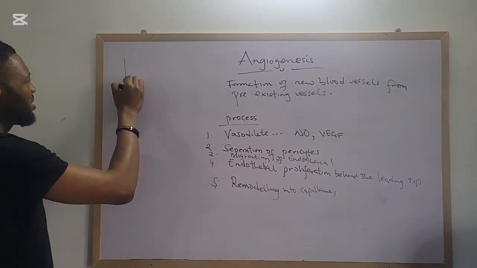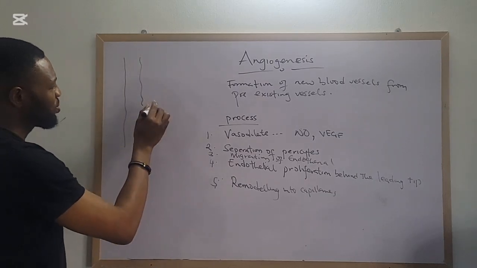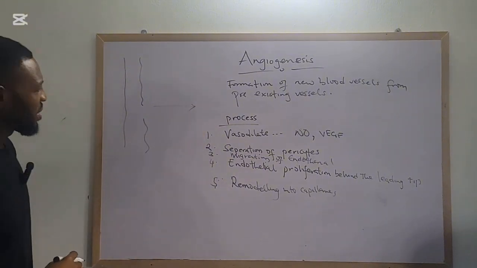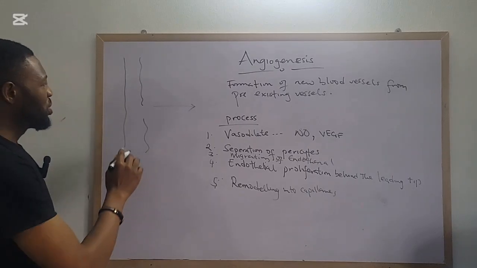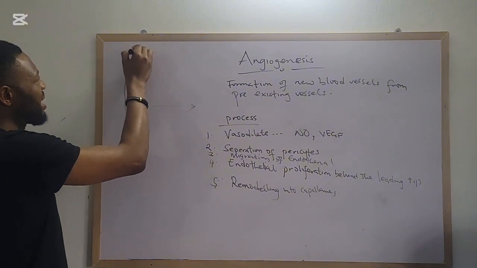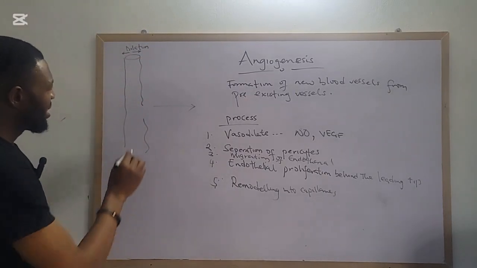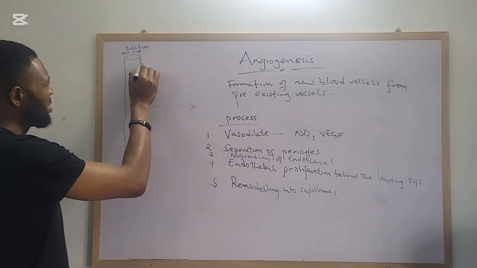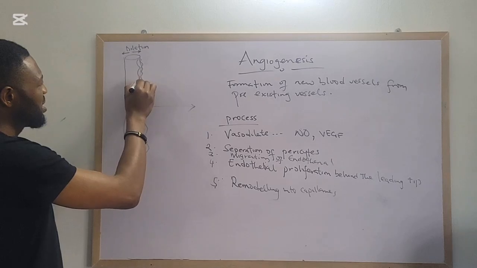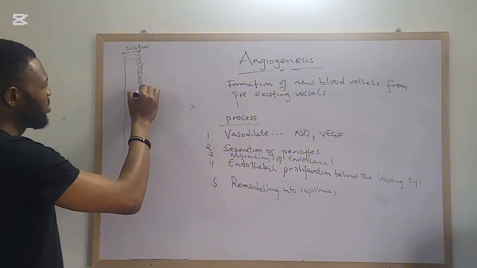Let's say that this is a blood vessel, and we need a new blood vessel in this direction. Now, the first thing that we see that is going to happen is that this blood vessel will increase in its diameter, okay? So it will dilate. So there's dilatation. Now, after the blood vessel has dilated, let us assume that these are pericytes, these are cells surrounding the blood vessels, and then these are endothelial cells in these blood vessels.